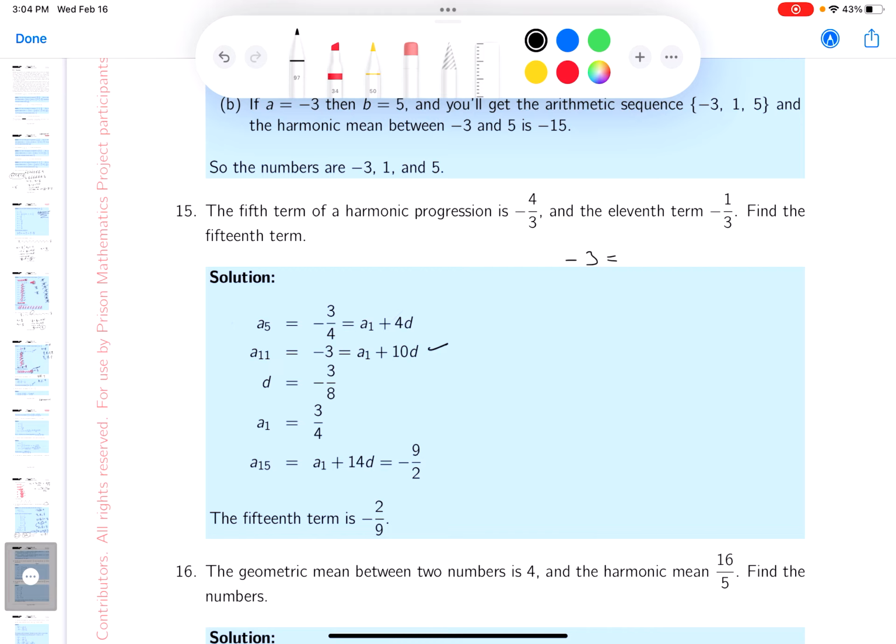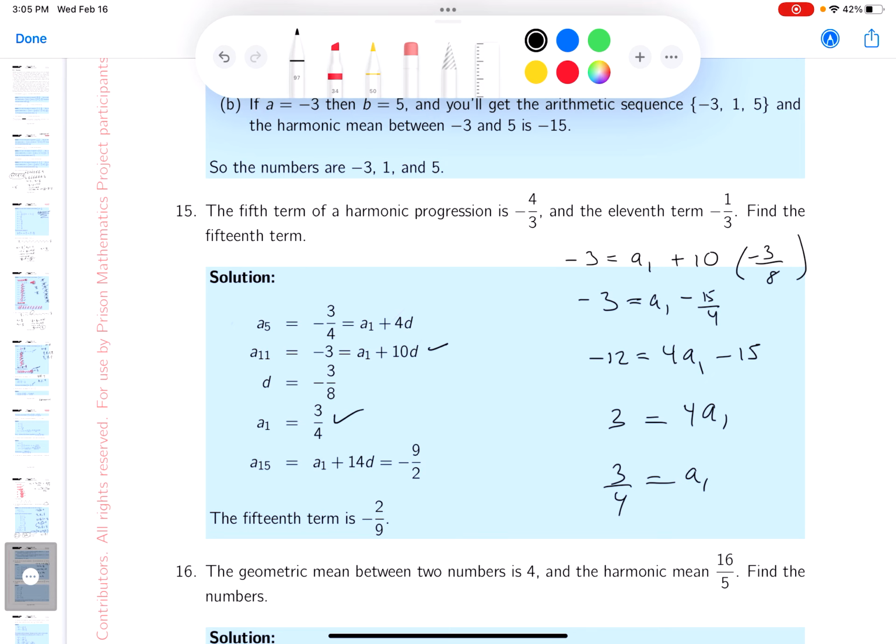Well, I'm going to pick this equation because it looks really simple to me. Minus 3 equals A1 plus 10 times D. What's D? D is minus 3/8. We just did that, by the way. All right, so let's take a look at that. What do we get over here? Well, I got to do some reductions over here. So minus 3 equals A1 minus, I can divide by 2, you're going to get minus 15/4. I'm going to multiply both sides by 4. I get minus 12 equals 4A1 minus 15. I'm going to add 15 to both sides, and you get 3 equals 4A1, and A1 would equal 3/4.